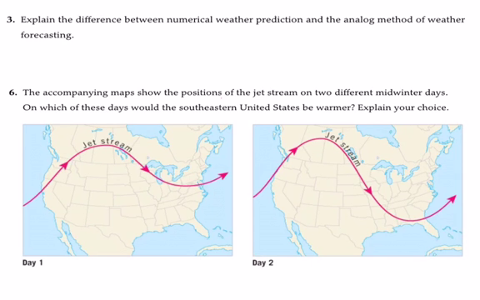So for the last one, seeing the jet stream the way it is on 2 midwinter days, which of these would southeast United States be warmer? So we're talking about here. Which one's going to be warmer? How many people think A? Why do you think A? The jet stream is further north, whereas in B, the jet stream is a little bit sagged out through the southeast. Yeah, I'm thinking this is warmer too.